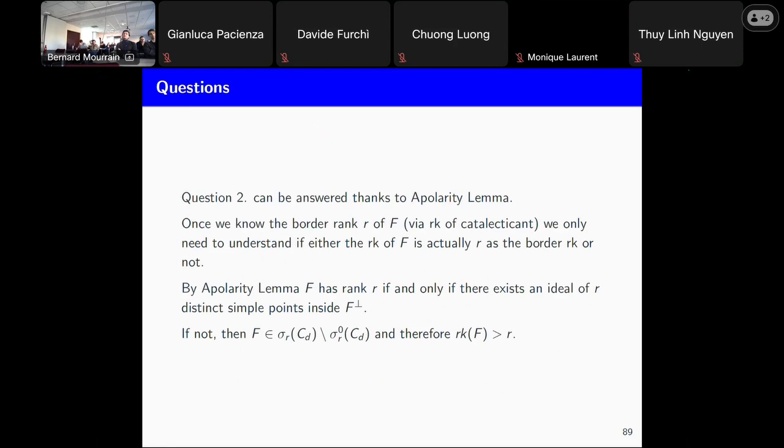Okay, so we have already said that it's via this polarity lemma. I think I already said all these things. I'm just repeating.